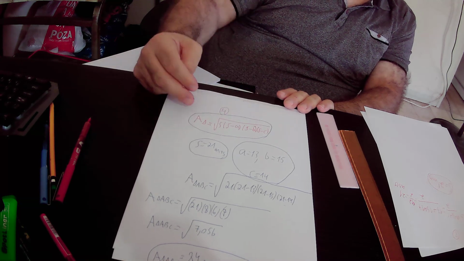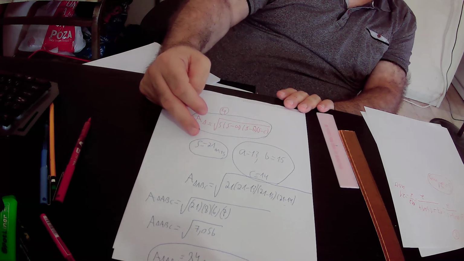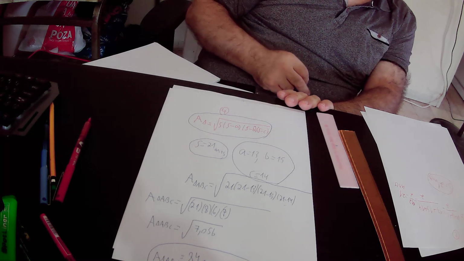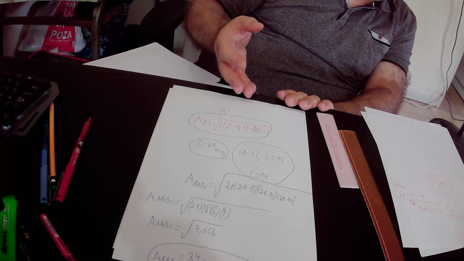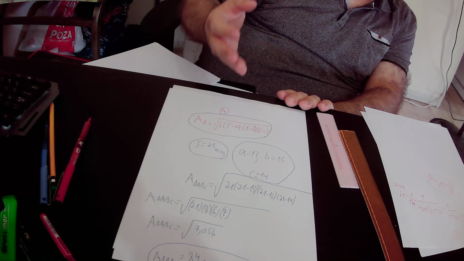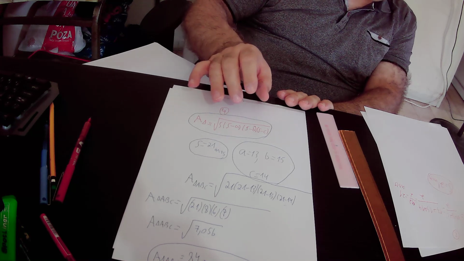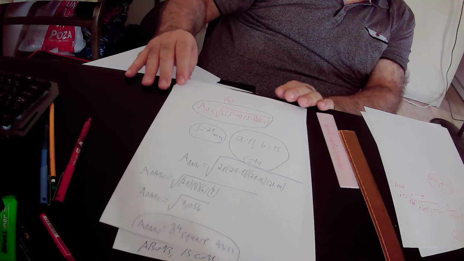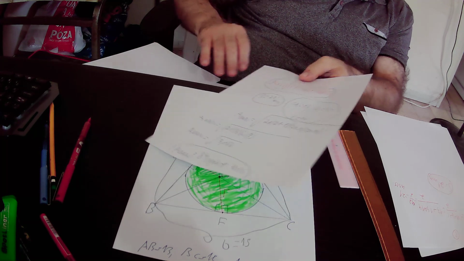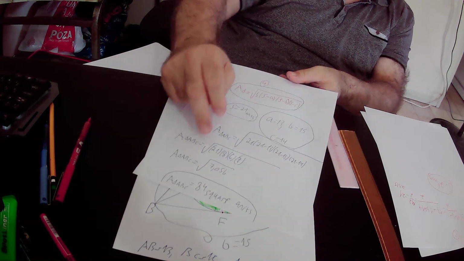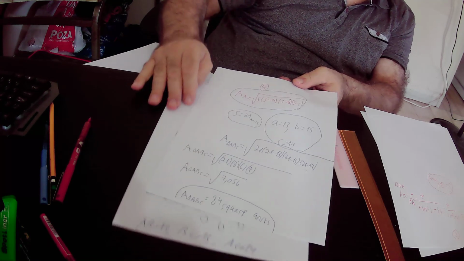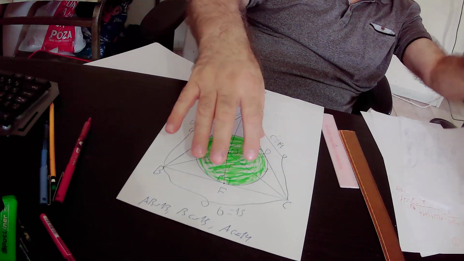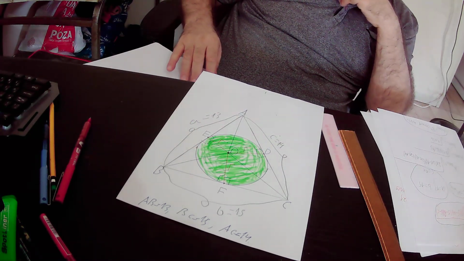We know that S in our triangle ABC equals 21 units, A equals 13, B equals 15, and C equals 14. So we have all the variables of this formula, and the only thing left is to put the data inside this formula. That is exactly what we did, and we got that the area of triangle ABC equals 84 square units.